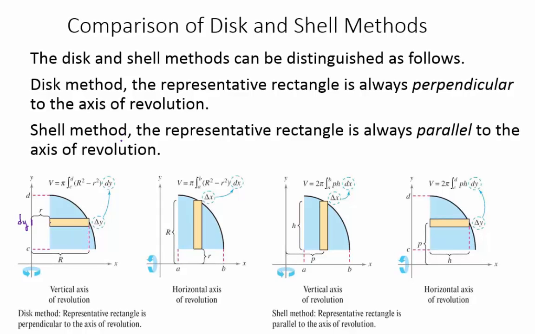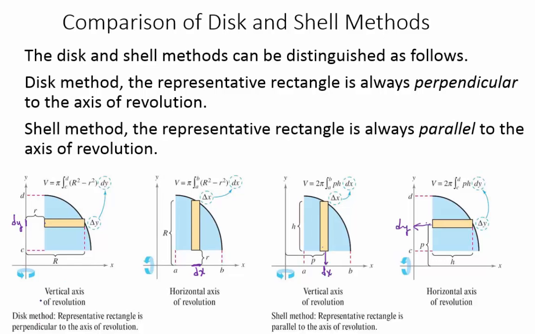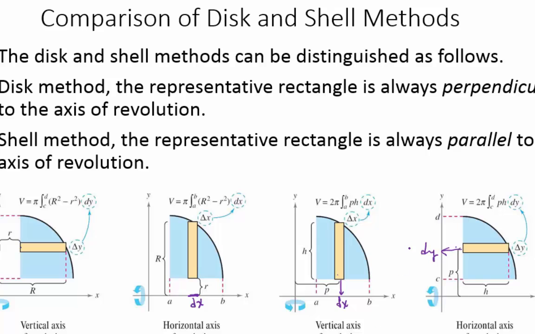Why is this important? Well, first of all, if I tell you to use the disk method, you know you want your reference rectangle to be perpendicular to the axis of revolution. But also, if I don't tell you which method to use and you have to choose, sometimes it's easier to integrate with respect to y, and sometimes it's easier to integrate with respect to x, and you get to pick which method you want to use. Okay, so this reference rectangle idea is really going to be key to you deciding which method you're going to use. So disk method, perpendicular, shell method, parallel. You also need to know the formulas.